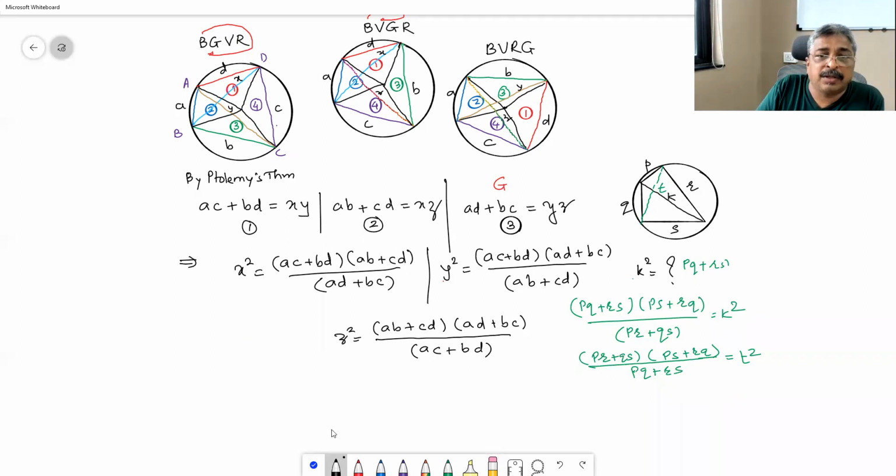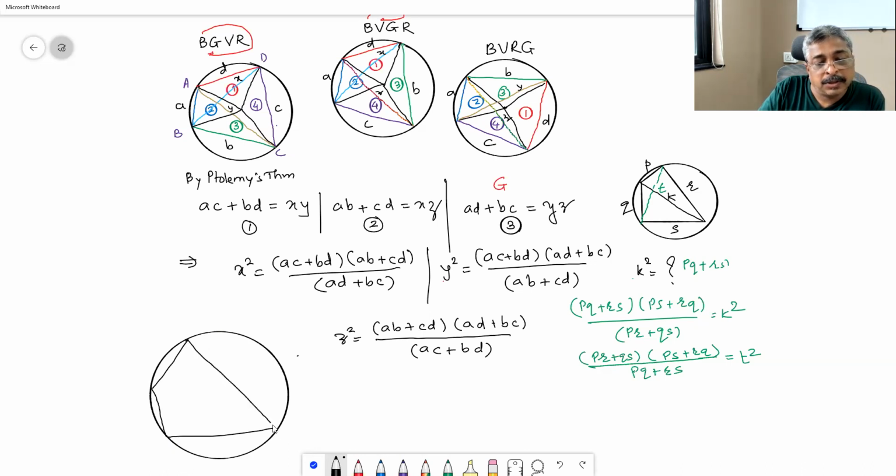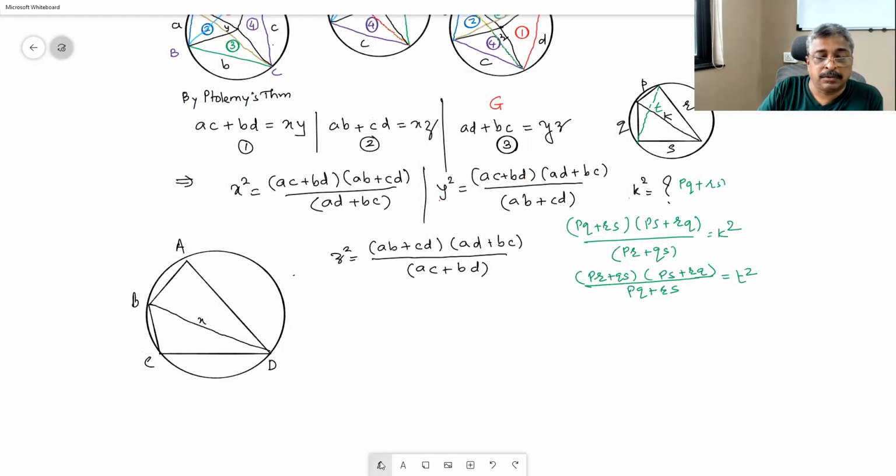Now, if I try to do it twice, let me check whether I can remember. Suppose I have a quadrilateral, something like this, A, B, C, D, which is cyclic, and I wish to find out the length of diagonal BD, X. Okay? So, the length of diagonal BD, X is equal. Let me measure the area of the triangle.